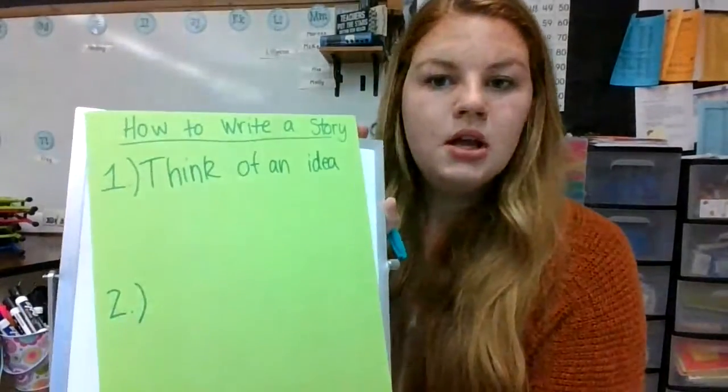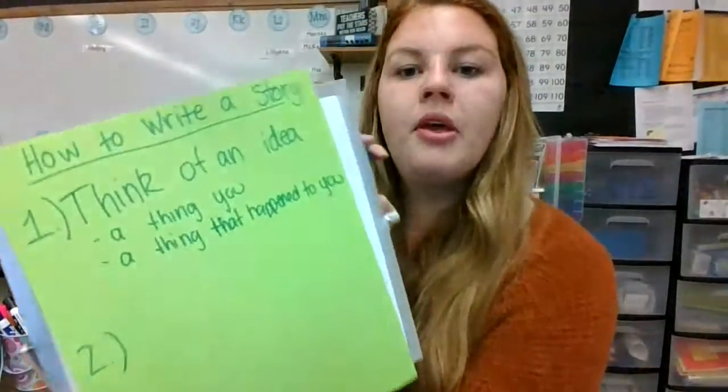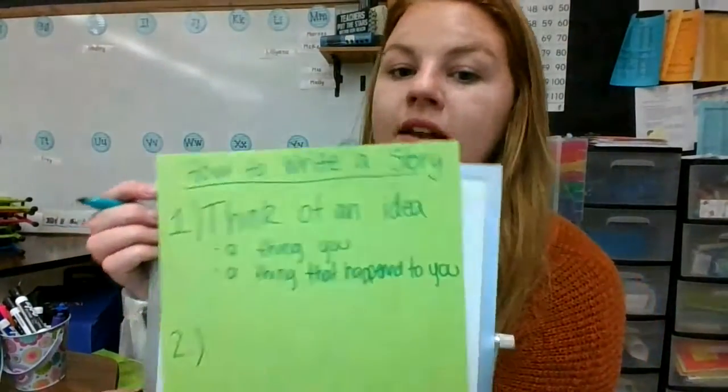So I'm going to write here on my chart, think of an idea. Number 1, think of an idea. It can be a thing you do, a thing that has happened to you. So something that is true. Think of an idea, a thing you do, a thing you've done, or something that has happened to you.